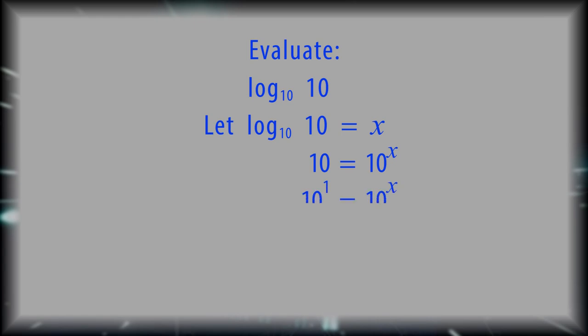Again, we want to look at log base 10 of 10. So just as we did, we are going to let log base 10 of 10 be equal to x. Then the next thing, we write the expression in index form. So we get 10 raised to the power x is equal to 10. Now to be able to solve this, we will have to write our 10 on the left-hand side as 10 raised to the power 1.